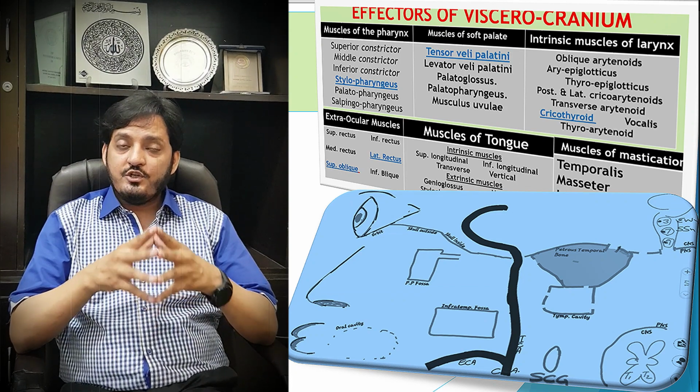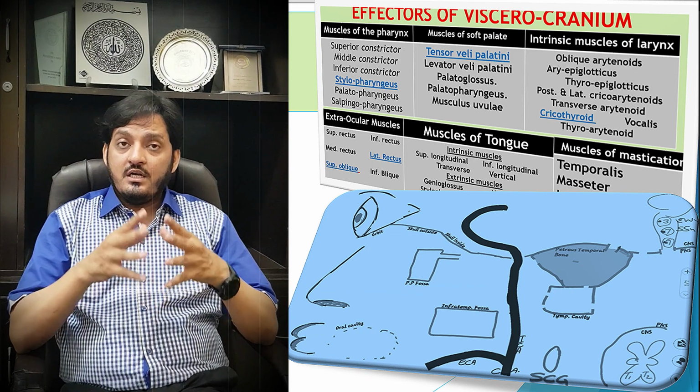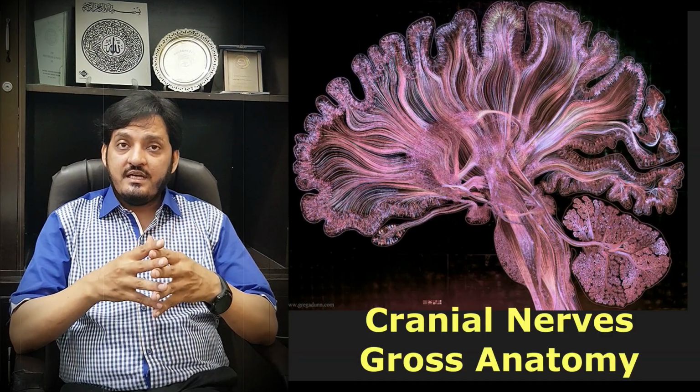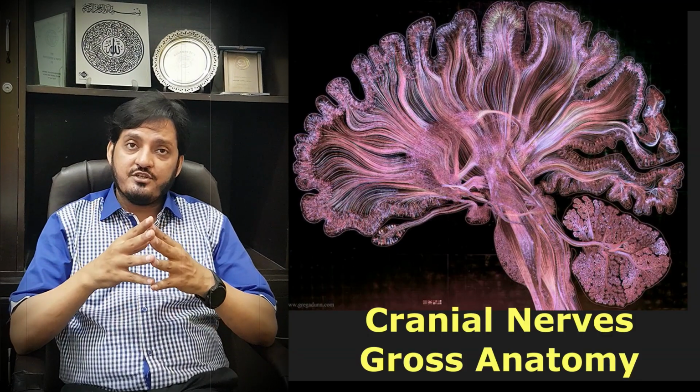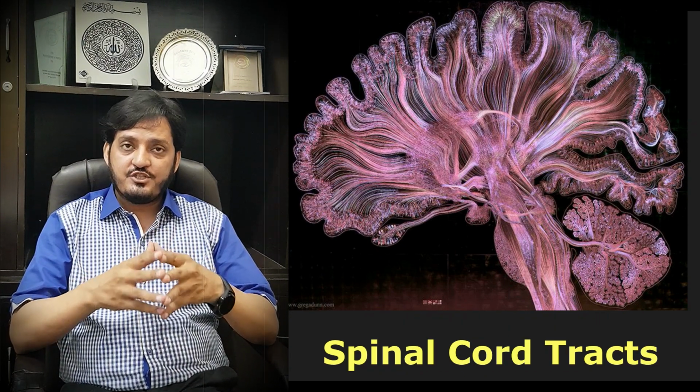In one sitting, you'll complete your head and neck nerve supply. And then I will upload the gross anatomy of the cranial nerves. And then I'll move to the neuroanatomy lectures about the spinal cord ascending and descending tracts. So let's start this lecture now.